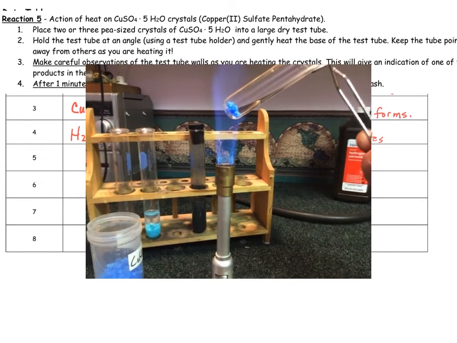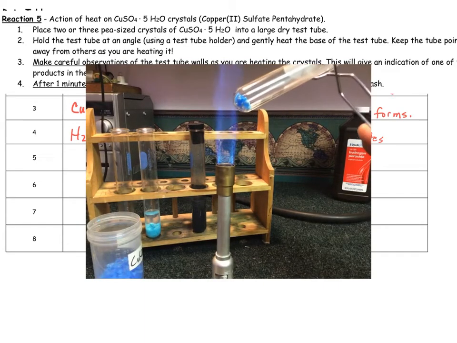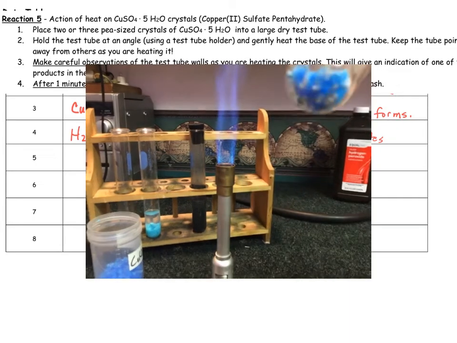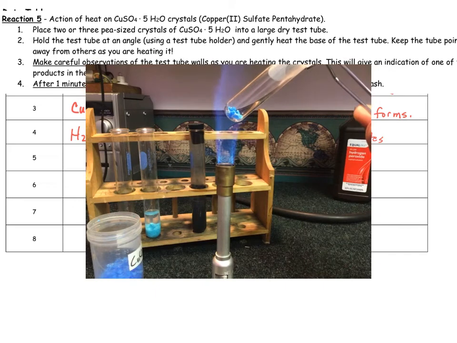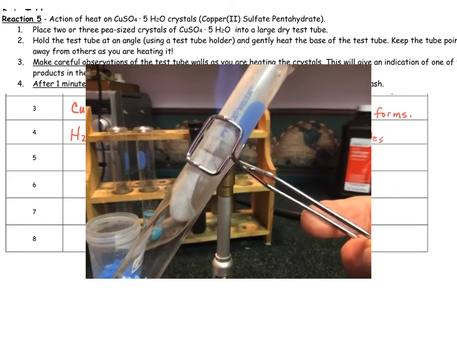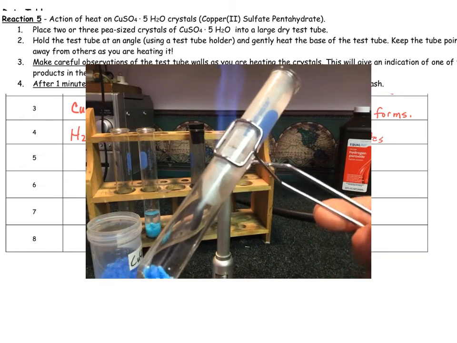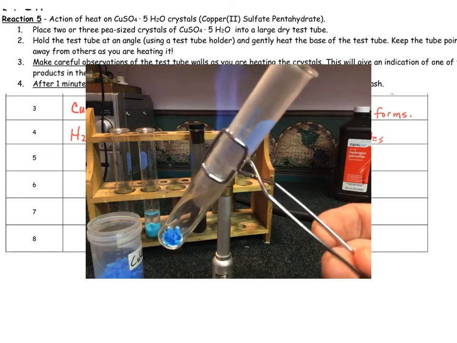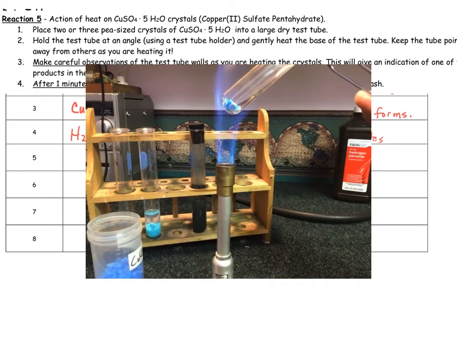Let's give it a minute or two here. It's been heating for a while, and notice that the blue crystals are starting to get white. So it's changing color. Another thing we want to notice is this. There's some condensation happening at the top of the test tube. Condensation is happening at the top of the test tube, and the crystals are turning white.